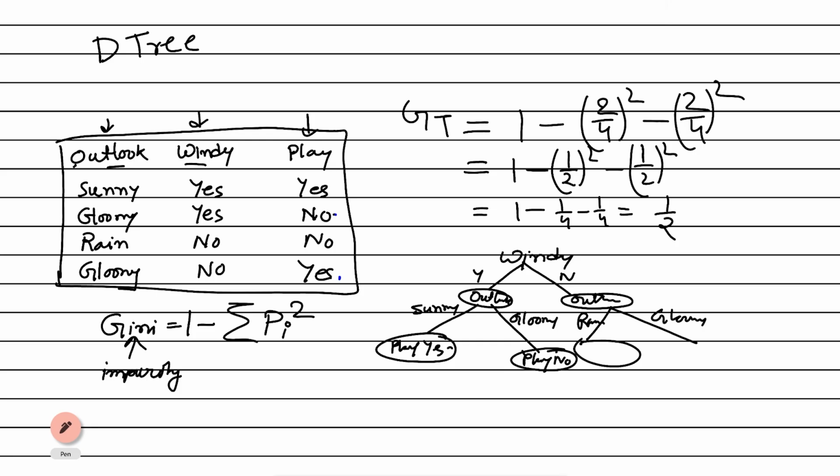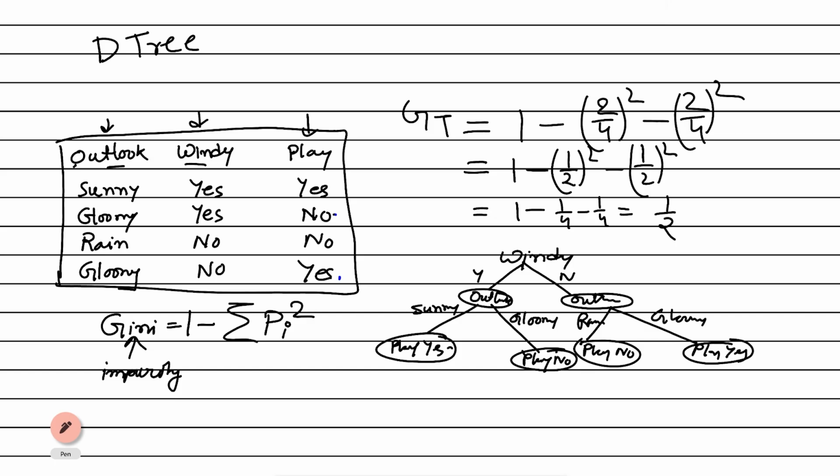Here also I can write outlook. Sunny: yes. Gloomy: yes. So yes, no. And here rain and gloomy, and in both cases no, no and yes. So no, play no, play yes. So this is the simple example of a decision tree.